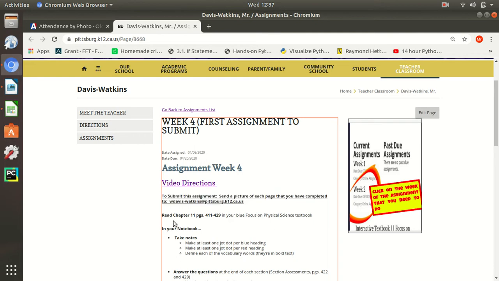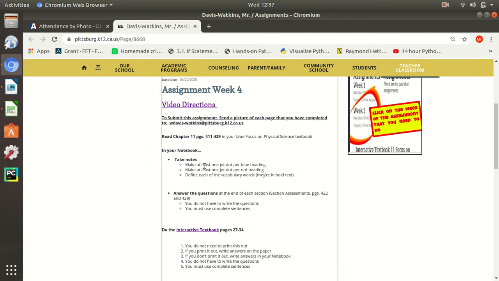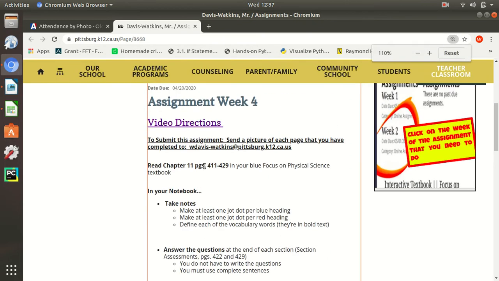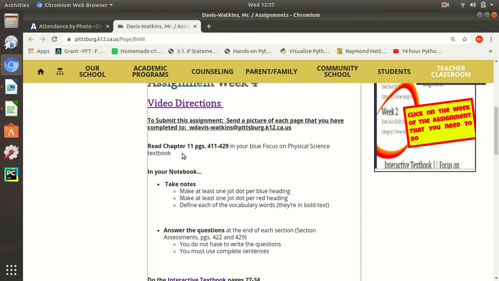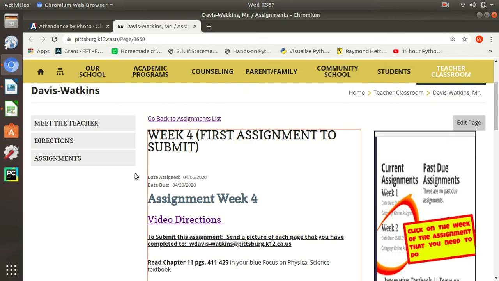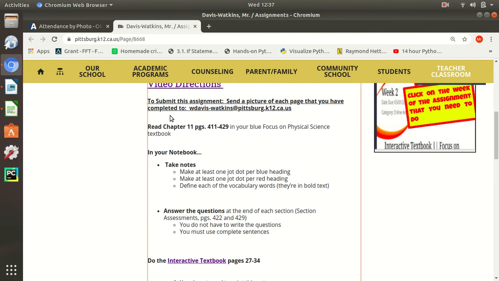But anyway, what do we have to do for the assignment? I think this is where it gets tricky for some people. Read these instructions real close. Here it is. The first thing we have to actually do is read chapter 11, pages 411 to 429 in your blue Focus on the Physical Science textbook. So go to that blue textbook and I want you to read chapter 11, pages 411 to 429.